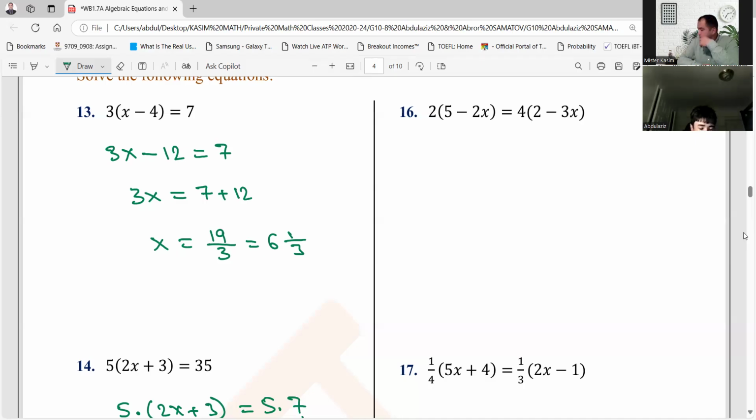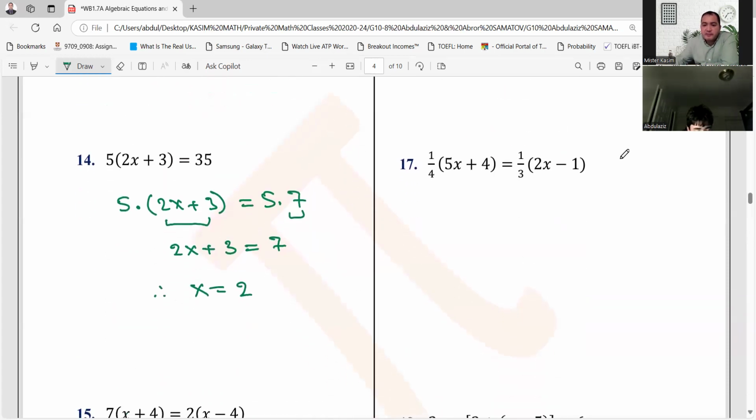Negative 1 over 4. Good. That's correct. X equals negative 1 over 4. Okay. Next question. 17.